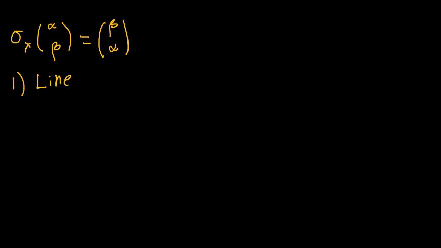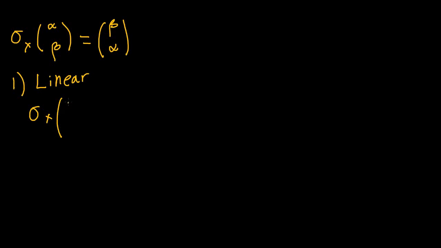So it turns out that sigma x is actually very simple. It's just the function that takes the vector with components alpha and beta to the vector with components beta and alpha. It swaps the 2 components. So let's check that it has the properties we want. The first one is that it's linear.